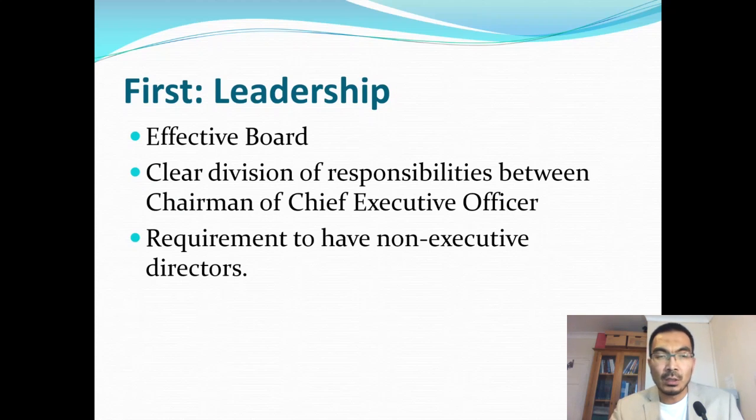The first one is leadership. Every company should be headed by an effective board, which is responsible for the long-term success of the company. There should be a clear division of responsibilities at the head of the company between the running of the board and executive responsibility for the running of the company's business.